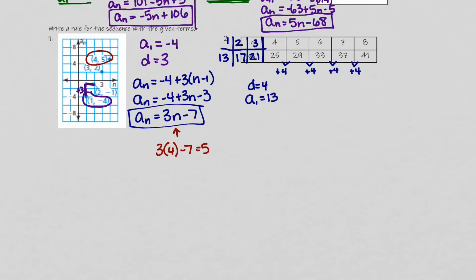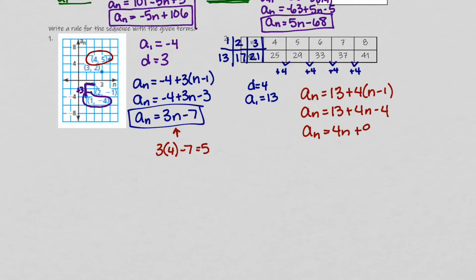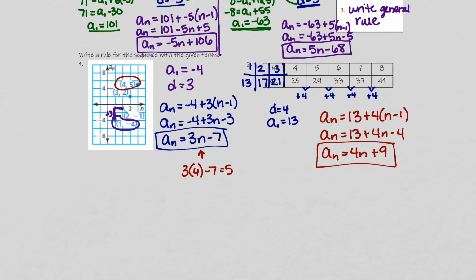So now I can write my rule. AN is the first term plus D times n minus 1. So AN is 13 plus 4n minus 4. So AN is 4n plus 9. And then you can double check it by plugging in a random number like 7. 4 times 7 plus 9 is 37. So that is the notes for 8.2 part 2.